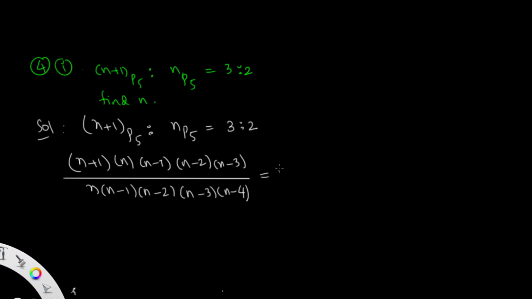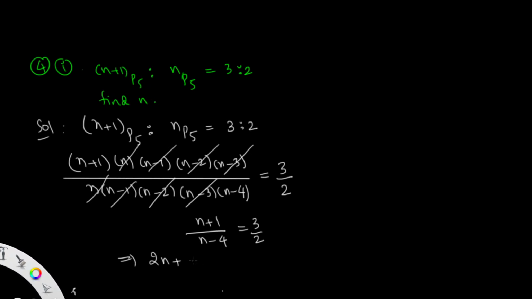That is given as 3 by 2. By observing, how many terms get cancelled here? n gets cancelled, n minus 1 gets cancelled, n minus 2 gets cancelled, n minus 3 gets cancelled. Therefore the remaining terms are n plus 1 by n minus 4, equal to 3 by 2. Then simplify to find the n value: 3n minus 12, so n equal to 14. This is the value for n.